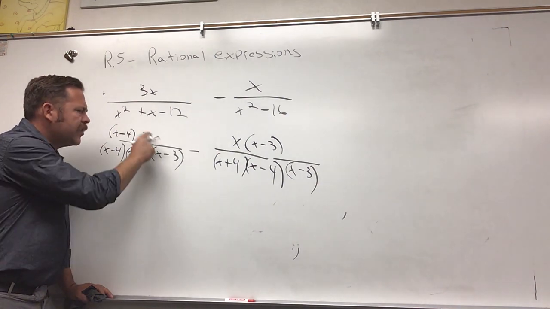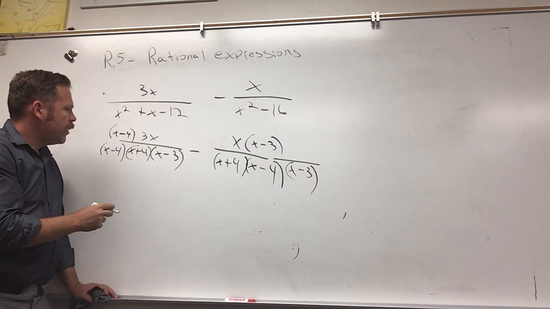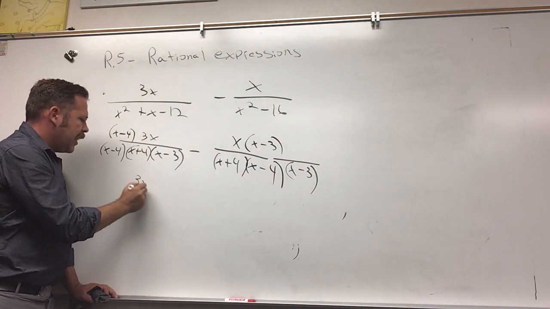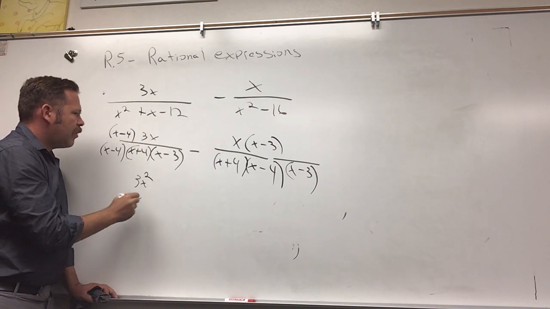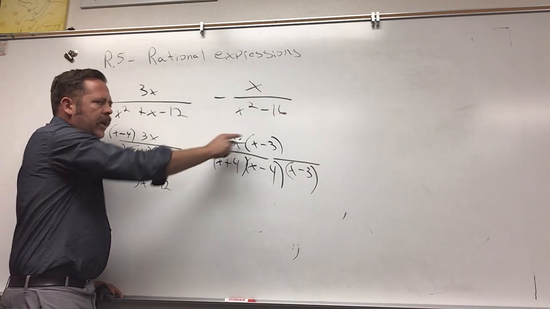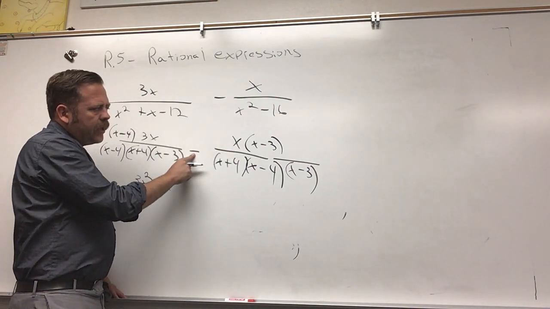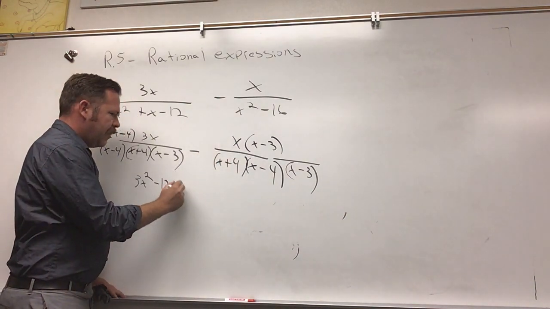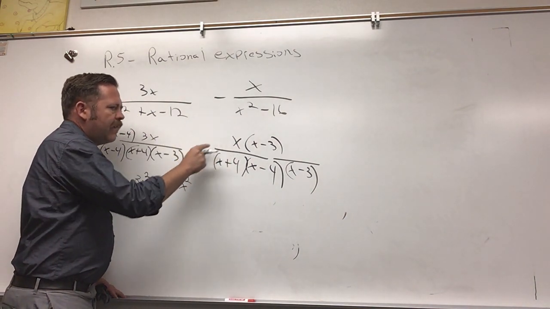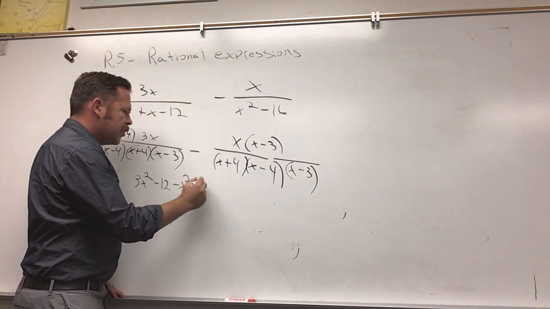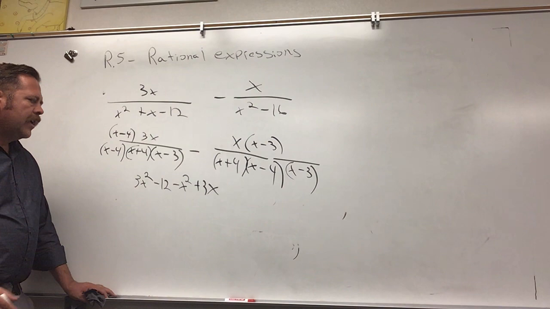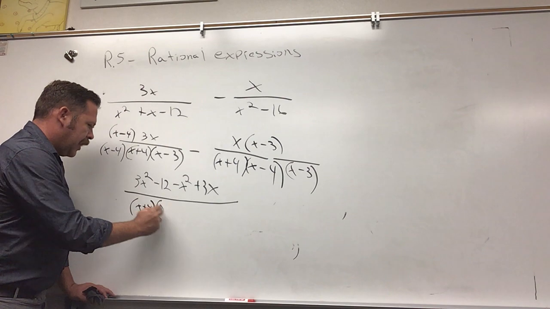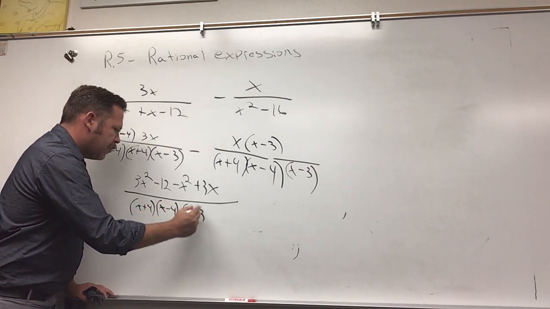But before I can combine, I have to distribute first, right? I was going to distribute before we add. So 3x times x gives me 3x squared, and 3x times negative 4 is negative 12. Now careful here, because you're subtracting, so really, you're distributing a negative x here, right? So negative x times x is negative x squared, and negative x times negative 3 is plus 3x, okay? And we've got our common denominator of x plus 4, x minus 4, x minus 3.